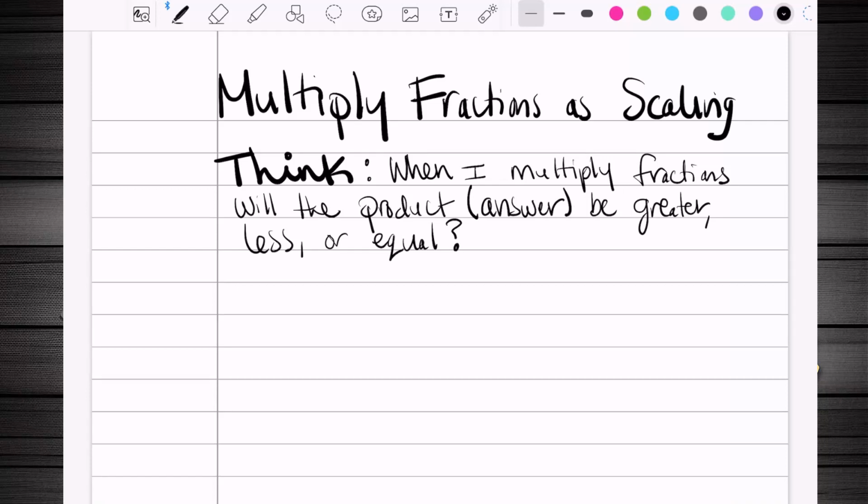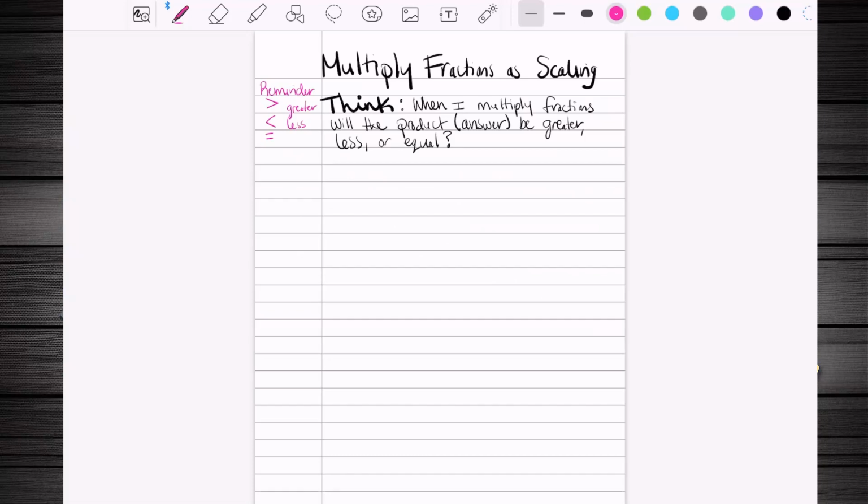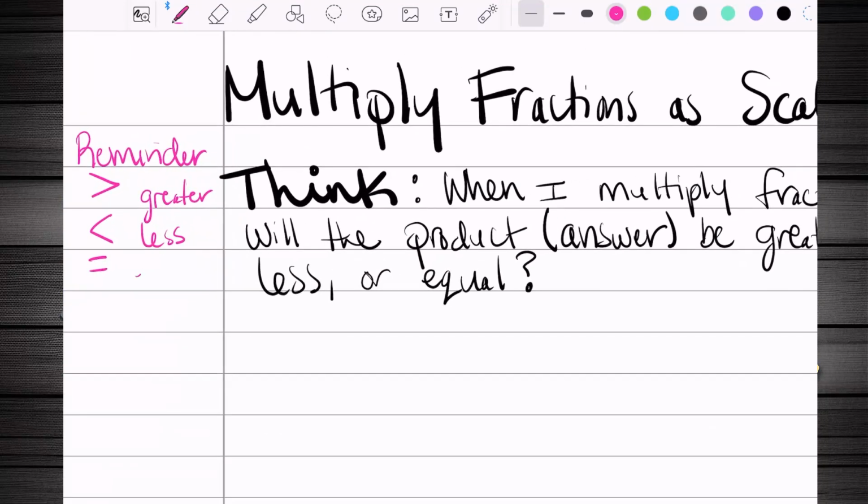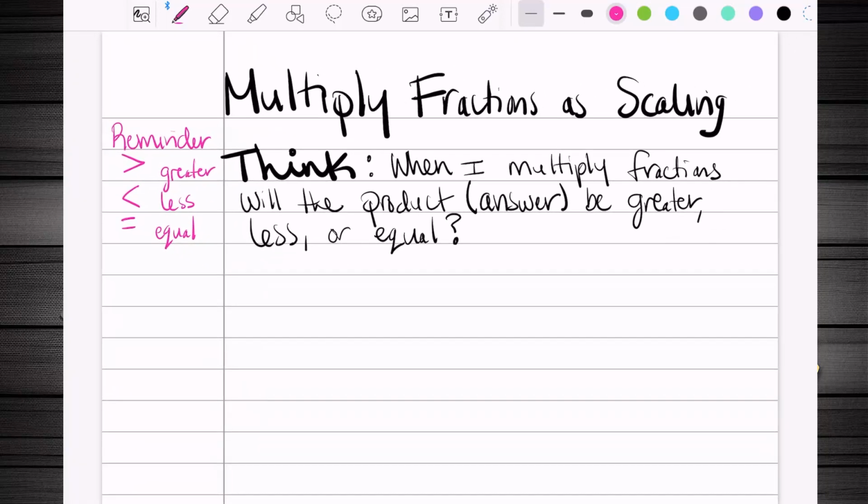And just a reminder, when we're talking about these, we can use the greater than, less than, or equal to symbols. We might not use these in this set of notes, but we will when we practice. Greater, less, or equal. Sorry, I just had to zoom in and zoom out again to try and get the page in the right place to write.